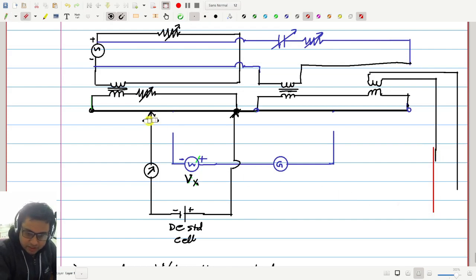Before that, let me first remove this DC standard cell. Oh, I have missed one thing in the standardization of the left potentiometer. I'll come to this, but I missed one thing. Let me tell that. I missed one ammeter here. An RMS meter should be there, and there is one more thing we missed.